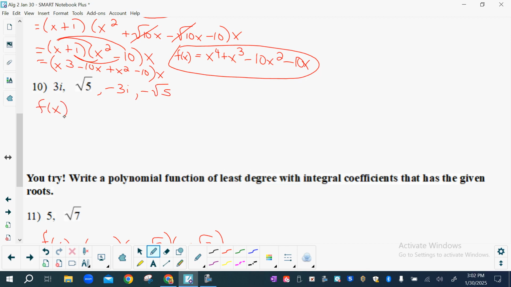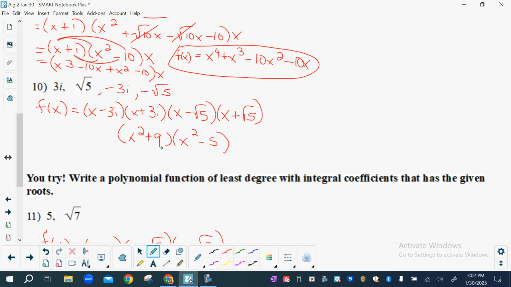So my factored form is going to be x minus 3i, x plus 3i, and x minus square root 5 and x plus square root 5. So which ones would I want to do first on that? The two ones with the square root, multiply these two. I'm going to skip some steps and just show you what you get. You get x squared minus 5. And on this one, this would give me x squared plus 9. And then I multiply it out one more step to get to the end.